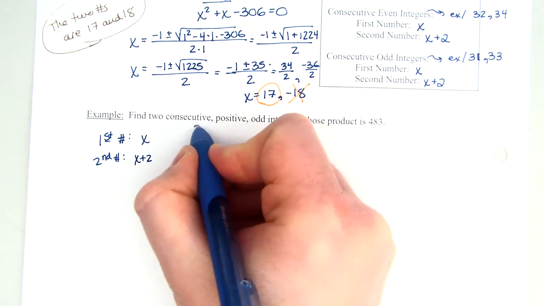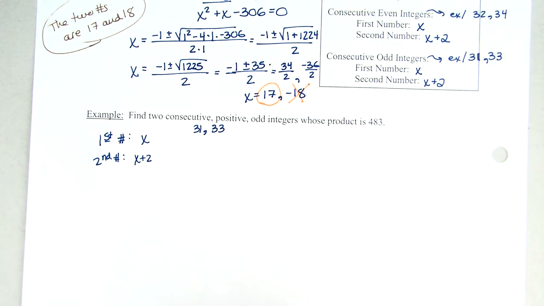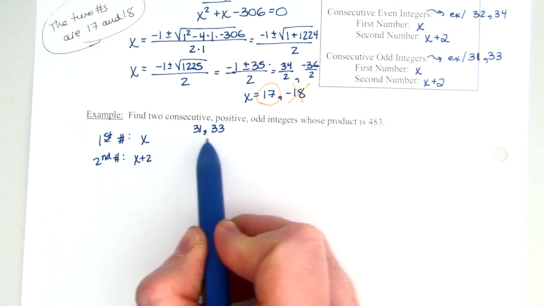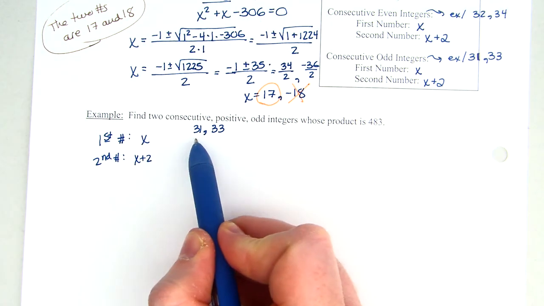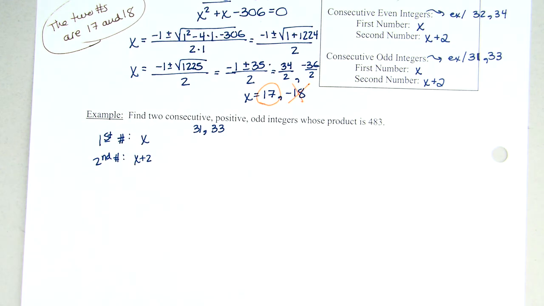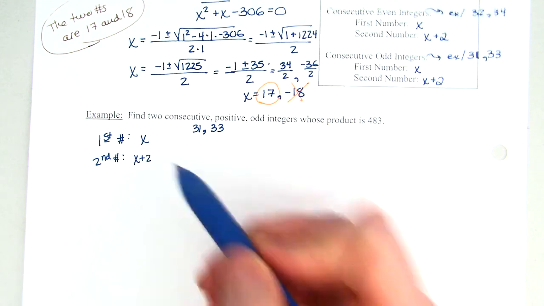Remember, if we have things like 31 and 33, those are consecutive positive odd integers. By the way, consecutive, hopefully you know that word. If not, it's just the next number, an odd number, and then the next odd number. You've got to add 2 to get to the next consecutive odd number, so x and x plus 2.